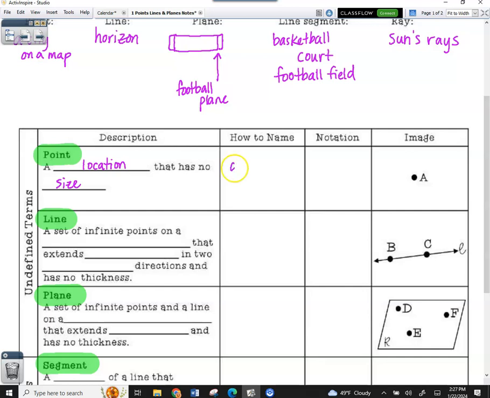You use a capital letter. So for instance, this example right here is point A, or you actually could just call it A, all caps. A in capital letter.